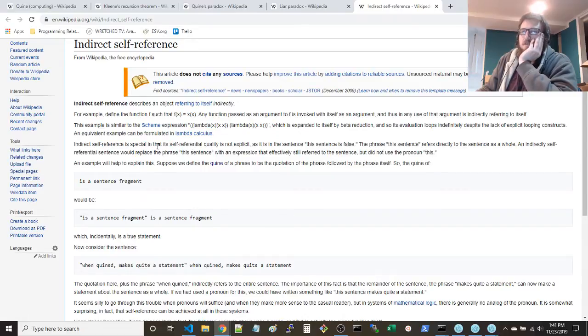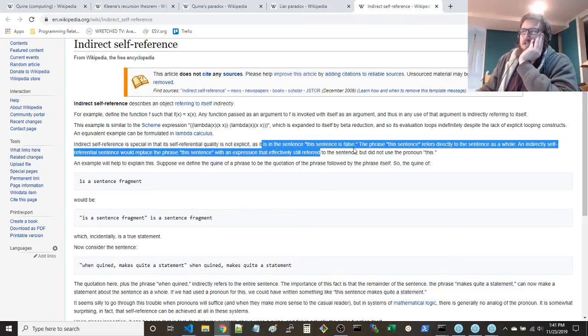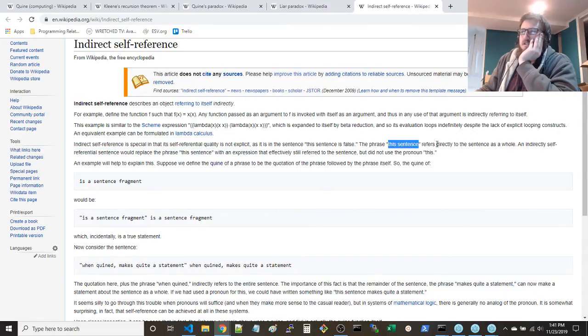Indirect self-reference is special in that its self-referential quality is not explicit, as it is in the sentence, "This sentence is false." This phrase, "this sentence," refers directly to the sentence as a whole, and an indirectly self-referential sentence would replace the phrase "this sentence" with an expression that effectively still referred to the sentence, but did not use the pronoun "this." An example will help explain this.